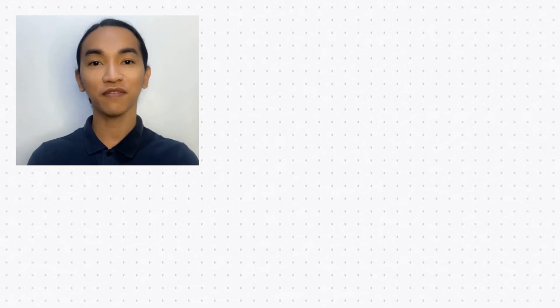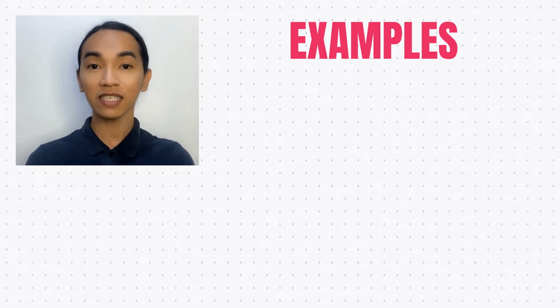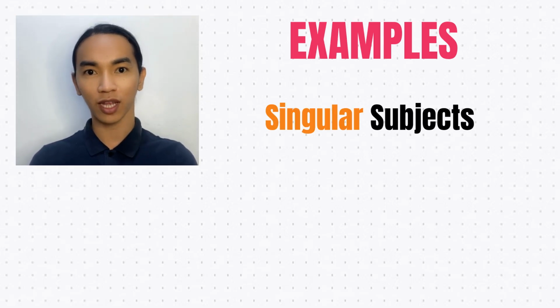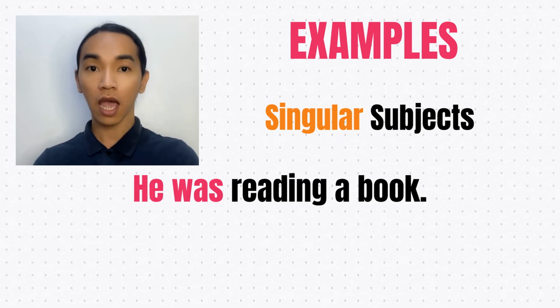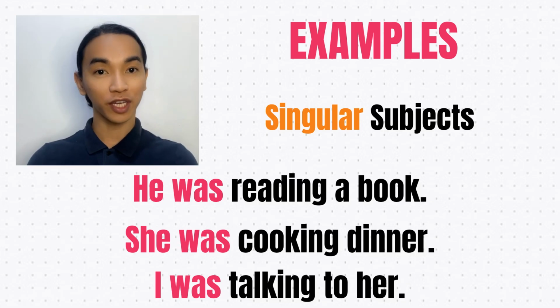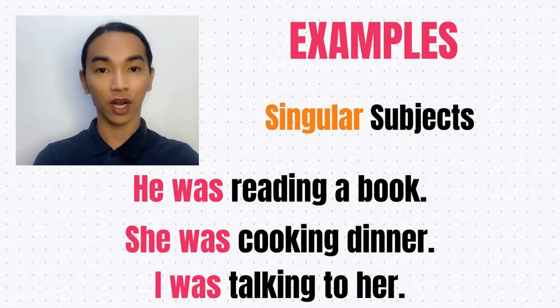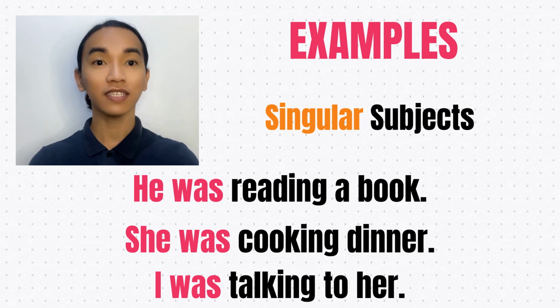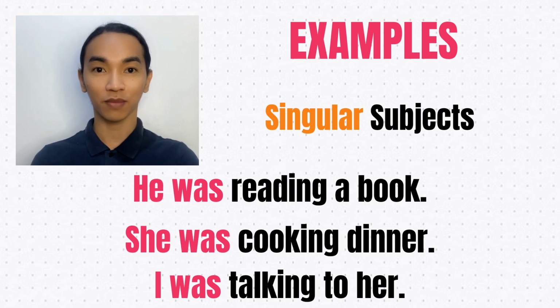These are some examples of sentences with singular subjects. He was reading a book. She was cooking the dinner. I was talking to her. So all of these are singular subjects.